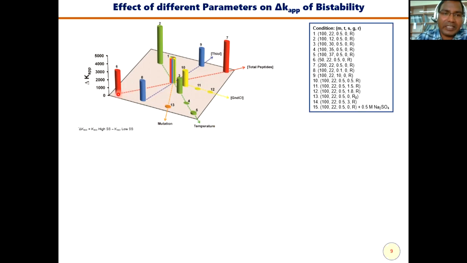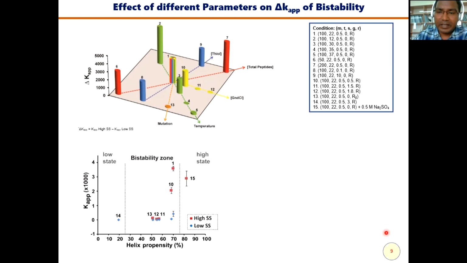We can see clearly here the difference: this delta K afferent value increases when we increase the total amount of the peptide. However, it decreases when we increase the amount of guanidinium hydrochloride, which is the denaturing agent, and also it decreases when temperature is increased up to 30 degrees C. We can also see here that when we made a mutation in this peptide molecule, it also decreased the delta K afferent.